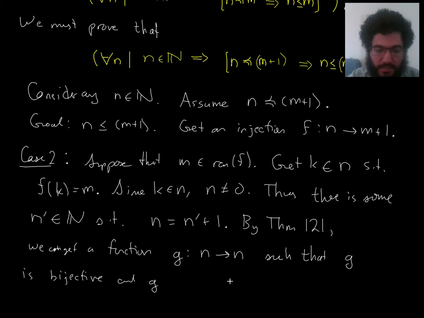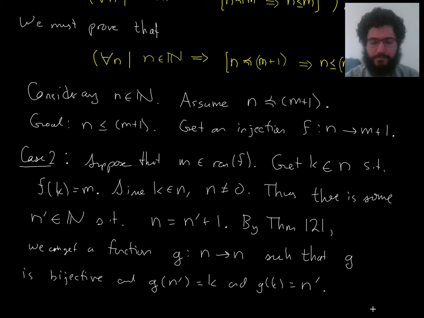And g, so notice that n prime is an element of n. That's because n prime is less than n, right? n prime is less than its own next. So n prime is an element of n, and k is an element of n. So those are the two things we'll be swapping. So g of n prime equals k, and g of k equals n prime.